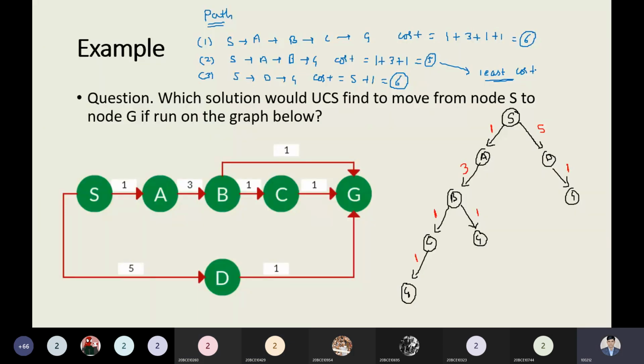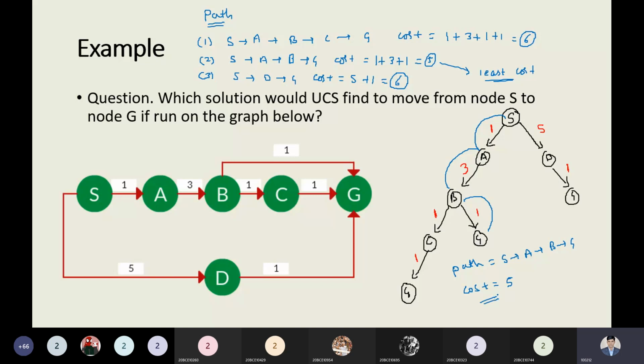So this would be our path. So what would be our path? S to A to B, and B to G. So the path will be S to A to B, and B to G, and here we have to write the cost. So cost will be 5. So this will be the solution.